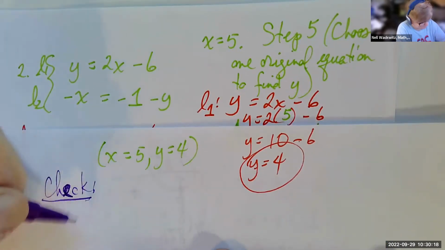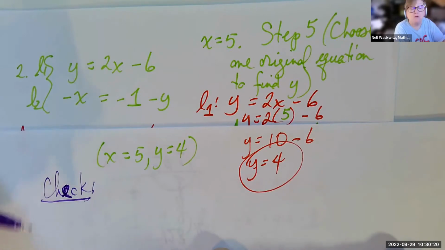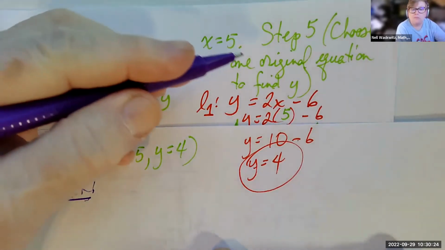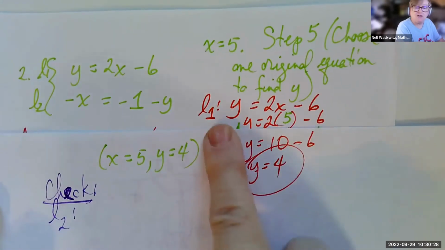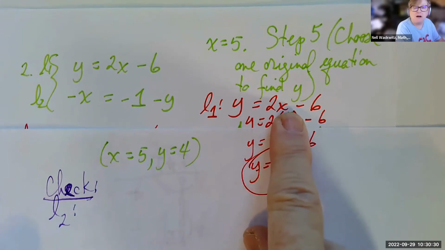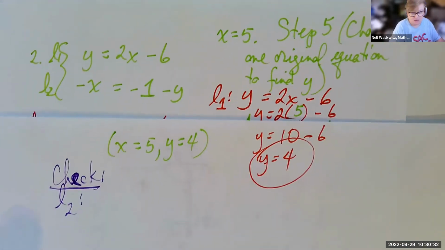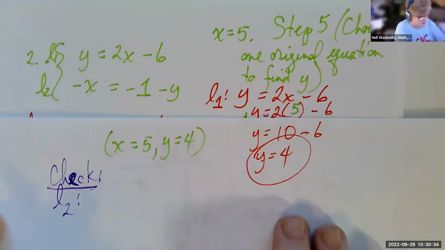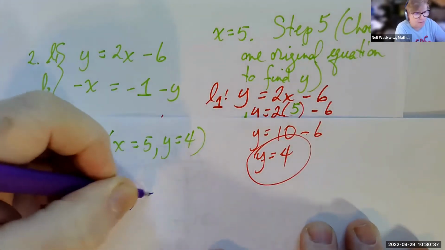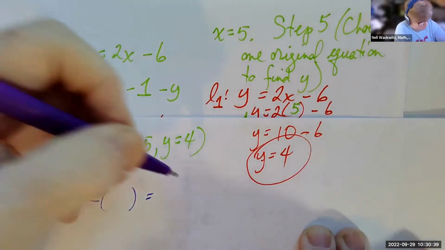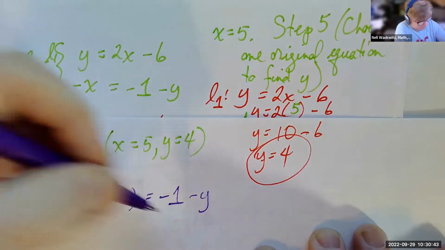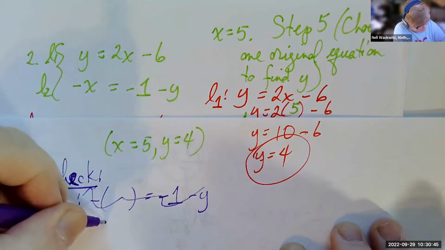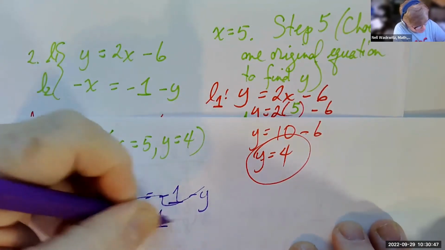Substitute the x's and the y's. In which line? In either one, whichever one you pick. It's line 2 because you picked line 1. That's right. We chose line 1 for step 5, so we have to check using line 2. It doesn't matter, but we have to use the other one. So in step 6, we use the other one. I confused everybody, I confused myself too. And I meant to write -x equals -1 minus y.